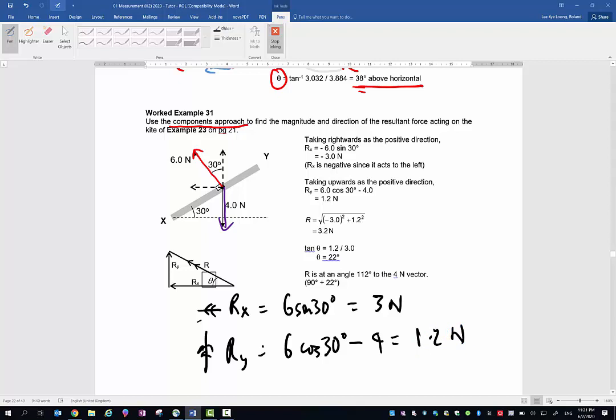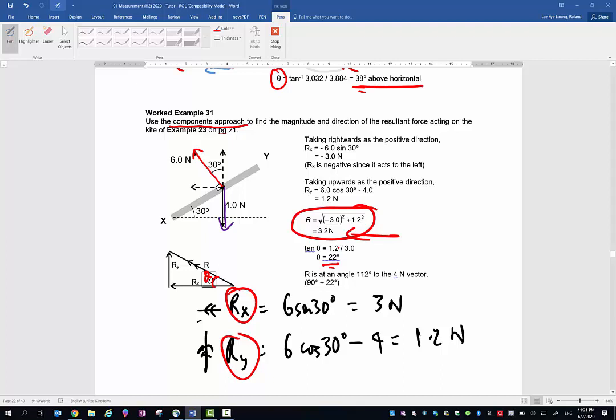Since I have Rx and Ry, I use this to solve, and I get 3.2 newtons. And then for the angle, tangent theta equals Ry over Rx, so I get 22 degrees. It's up to you to describe the angle. You can say it is 112 degrees to the right, or 112 degrees anti-clockwise, but the best way is to draw out the diagram, put the theta down there and say theta equals 22. That is the easiest way to illustrate, because remember, a diagram paints 100 words.